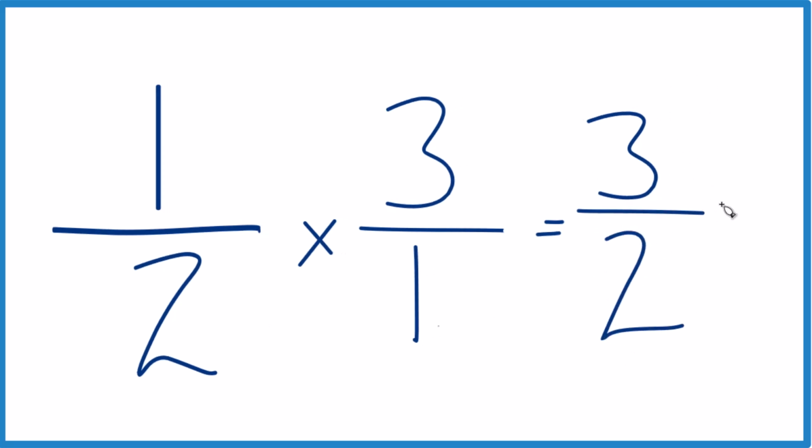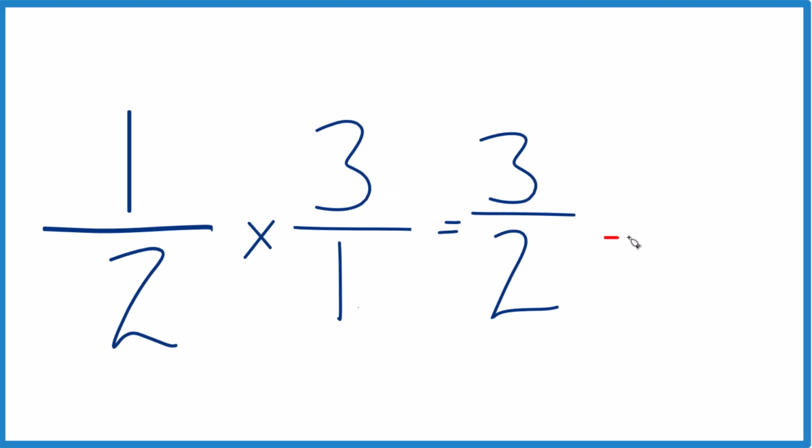This is an improper fraction, but we can change it to a mixed number because 2 goes into 3 one time, with 1 left over. So 1 times 2 is 2, so we'd have 1 left over up here. We bring the 2 across, and we end up with 1 and 1/2, which is what we found before. So 1/2 times 3 is 3/2, an improper fraction, or if you want a mixed number, 1 and 1/2.